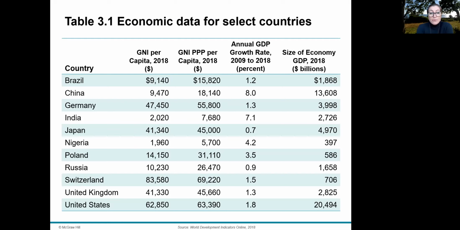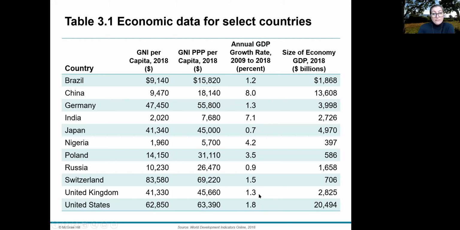Now, like we're saying in previous weeks, China is a rising economic power, and the annual growth rate is reflective of this. The annual growth rate of the GDP in the US in 2018 was 1.8%, whereas the annual growth rate in the GDP from 2009 to 2018 for China was 8%. Look at India, 7.1%, relative to the US at 1.8, even the UK, 1.3.